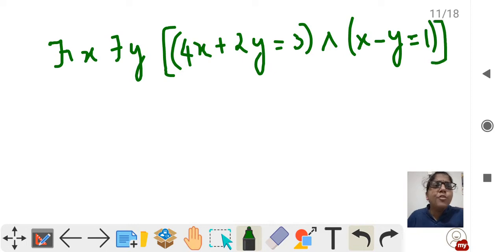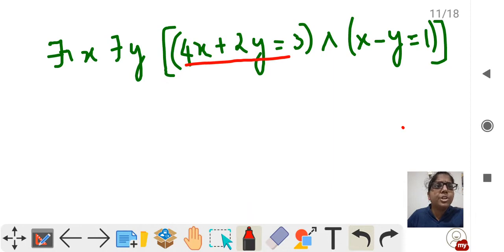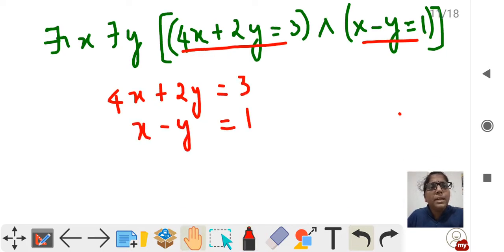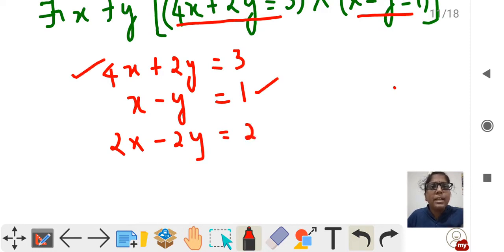So how will you find the x and y values? There must be an x and a y, right? You have to solve these two simultaneous equations. So here we have two equations, right? So solve these two equations: 4x plus 2y is equal to 3, x minus y is equal to 1. Multiply the second equation by 2. So what you will get is 2x minus 2y is equal to 2. So now add these two equations.